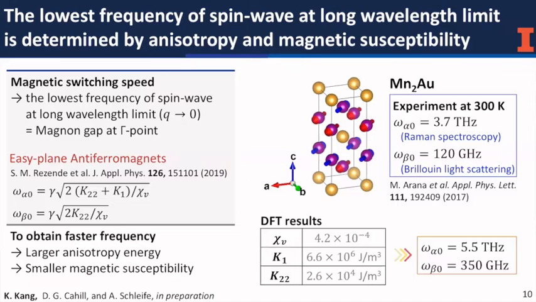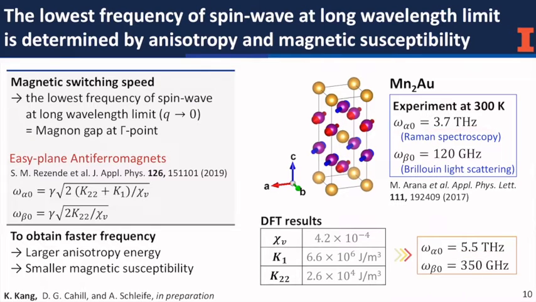So here is an example of the lowest spin wave frequency calculation of antiferromagnetic manganese gold. Manganese gold also has the antiferromagnetic configuration along the 110 direction. In experiments, the lowest spin wave frequency can be measured by Raman spectroscopy and Brillouin light scattering methods. And from DFT calculation, we can predict these lowest frequencies based on the calculated magnetic susceptibility and the anisotropy coefficient using Kittel's equation, which provides a pretty good agreement with the experiment.